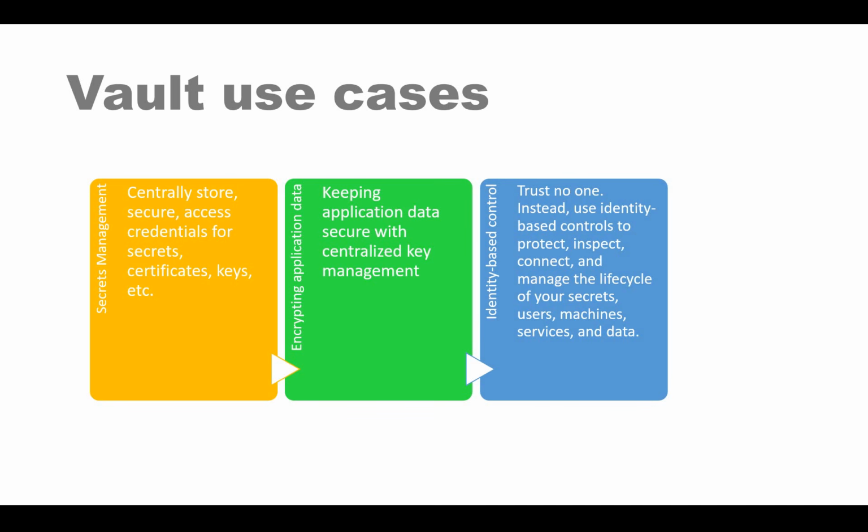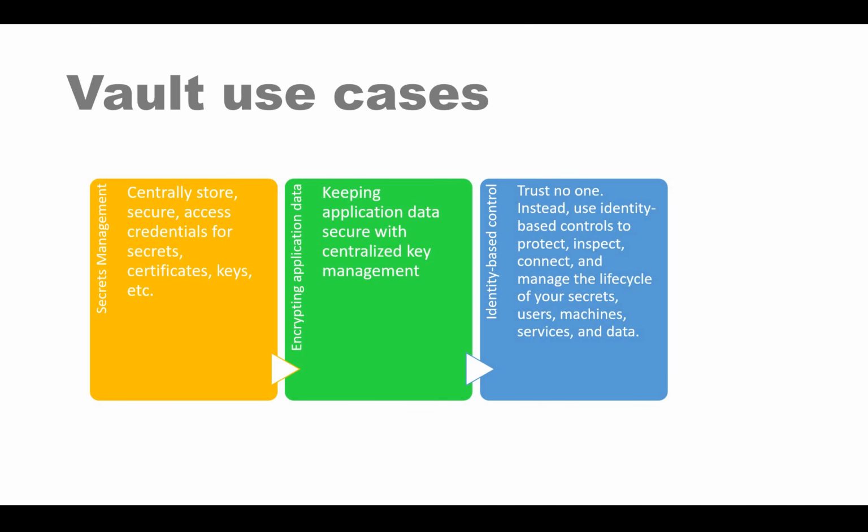We will touch a little more on how this works when using Vault, and let's see what the other use cases are. Encrypting your application: keeping your application data secured with centralized key management. What does it mean? Using Vault, you can put in some encryption mechanism. You can ask for some data to be encrypted, send it back, and store it somewhere. So Vault can be used as encryption as a service. You can ask Vault to encrypt, and then store that in some other place. And identity-based control is one of the key things you can use with Vault.